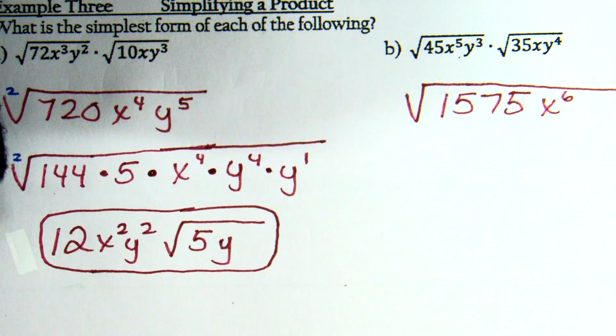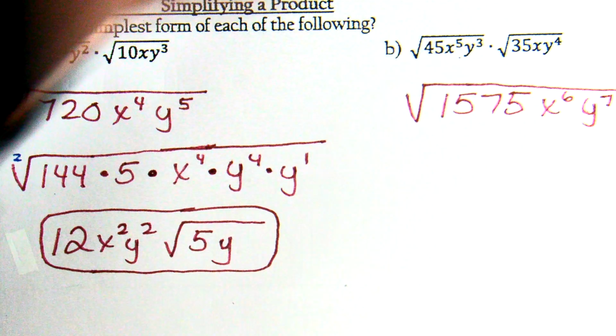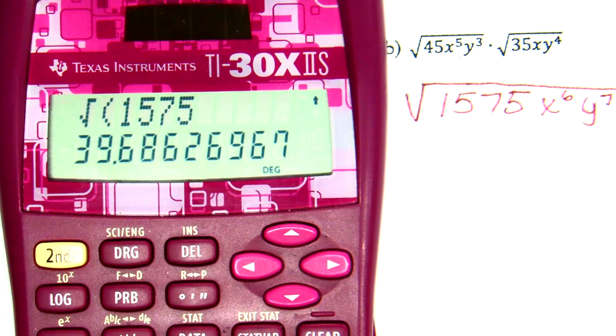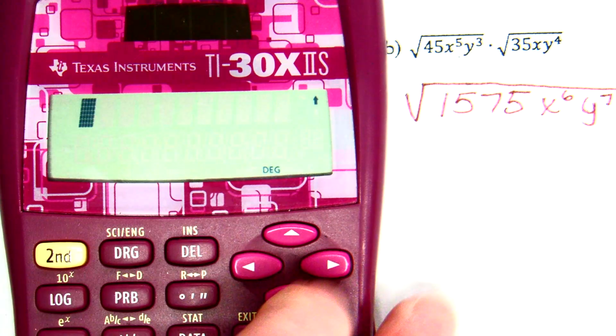X to the 6th, y to the 7th. Okay. I'll be honest, the first thing I always do on numbers that are bigger than what's on my list, I grab my calculator and I make sure 1575 isn't a perfect square itself. You always get those random ones that you don't know. Okay, it's not a perfect square.